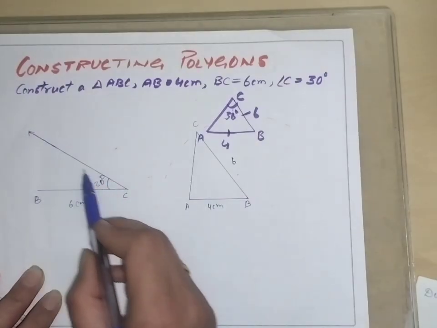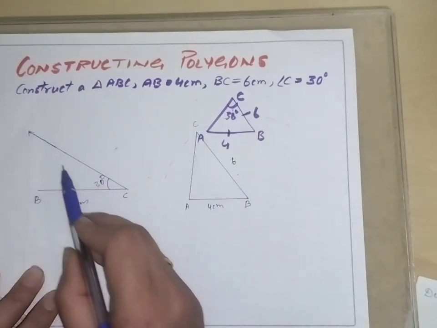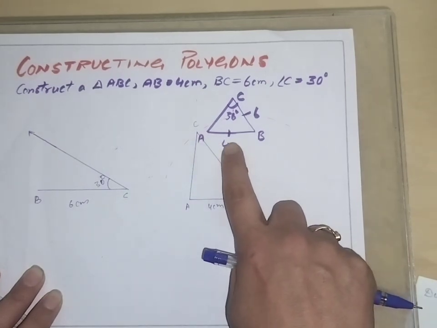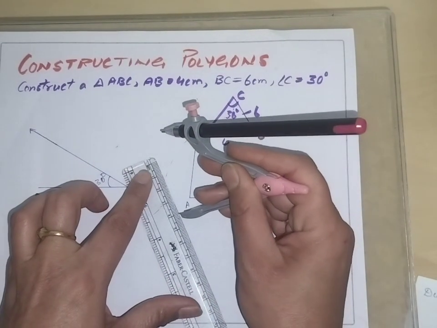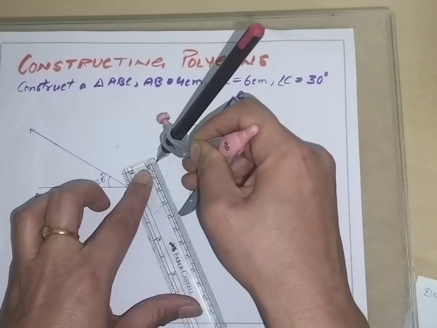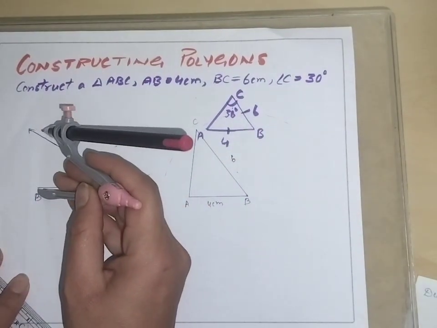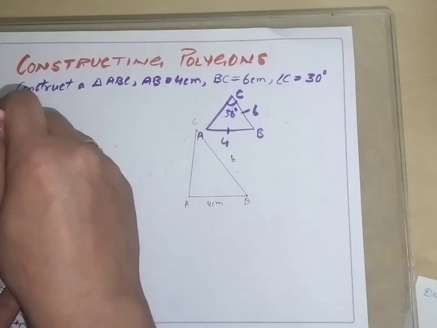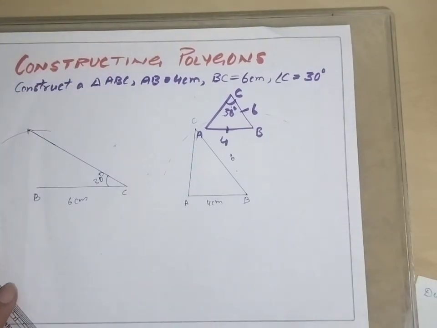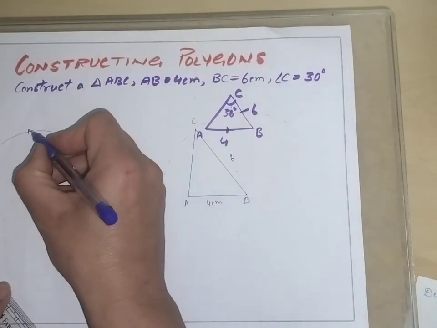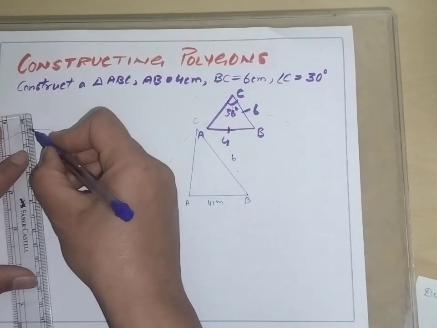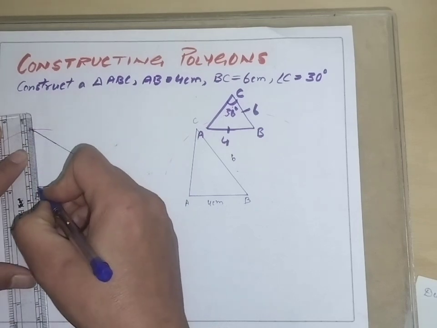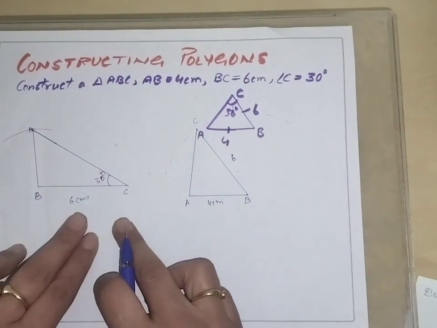So A is somewhere on this line. How to fix it? A is at a distance of 4 centimeter from B. So from B you have to find a distance which is 4 centimeter. We'll open the compass to 4 centimeter, and again there are many points which are 4 centimeter, but we are interested in the one which lies in the direction of 30 degree, which is the intersection point of the angle line and the arc. So we are able to generate a triangle with the specified measures.